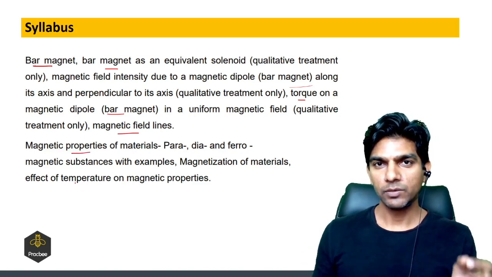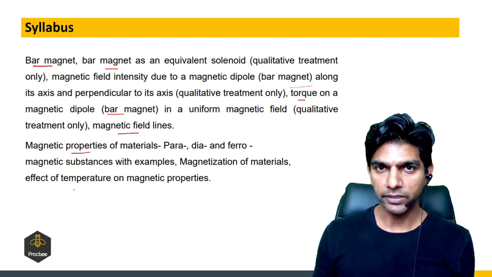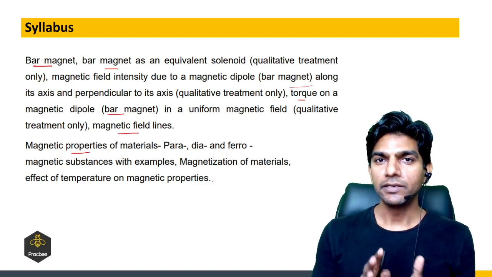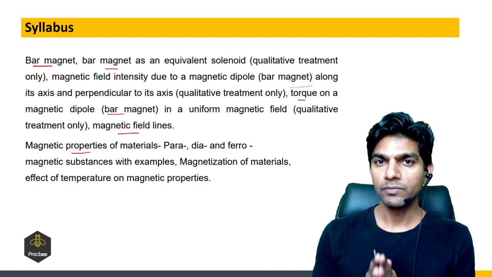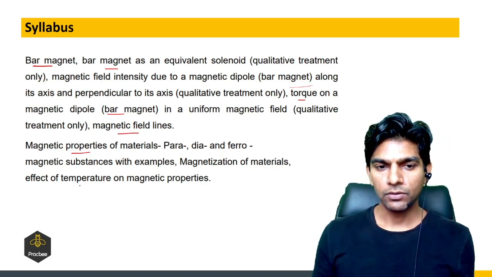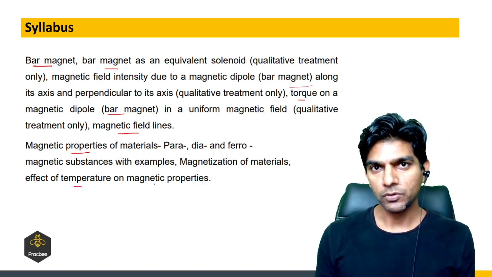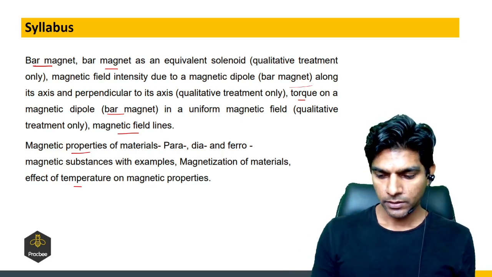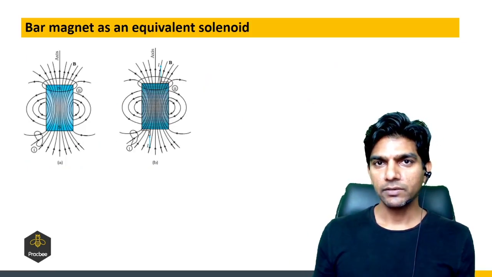Then we'll also see some of the example of different types of materials. And then we'll study the intensity of magnetization and magnetic intensity. Then what is the effect of temperature on the magnetic properties of different substances? So first, let us see what is a bar magnet.